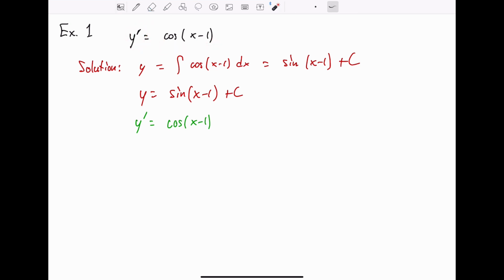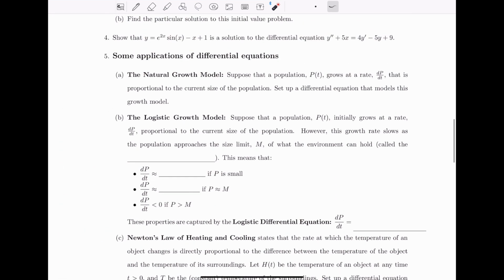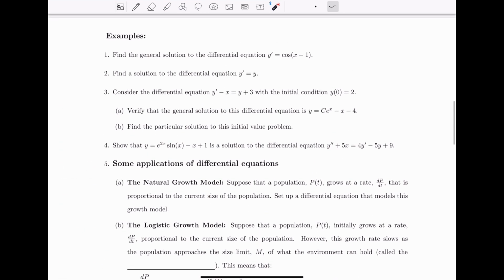But sometimes we can have differential equations that don't just depend on x. We could have y prime written with y's on the other side of the equation. So in general, just a simple integral will not usually solve a differential equation. For instance, look at example 2. We want to find a solution to this differential equation, y prime equals y.